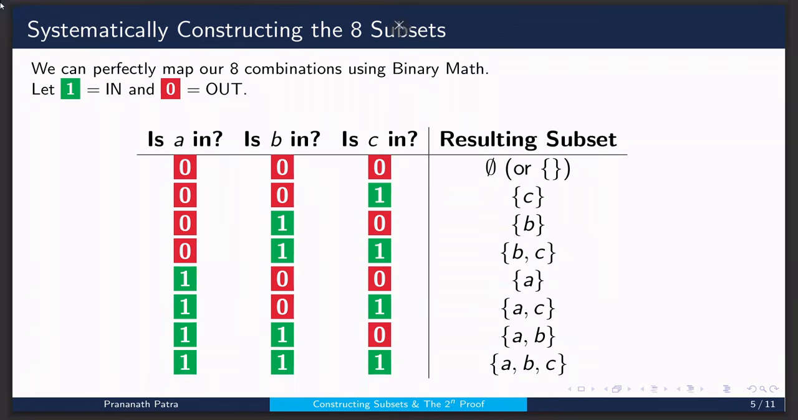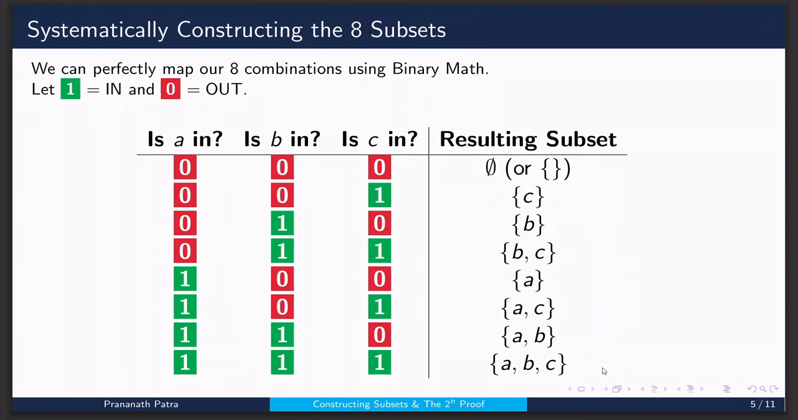Now, let's actually systematically construct the 8 subsets. We can perfectly map our 8 combinations using binary math. Let 1 mean in and 0 mean out. If we choose 0 for A, 0 for B, and 0 for C, our bag is empty. The resulting subset is empty. If we choose 1 for A, 1 for B, and 1 for C, we took everything. The subset is {A, B, C}. This table translates every combination of 1s and 0s into a physical subset.